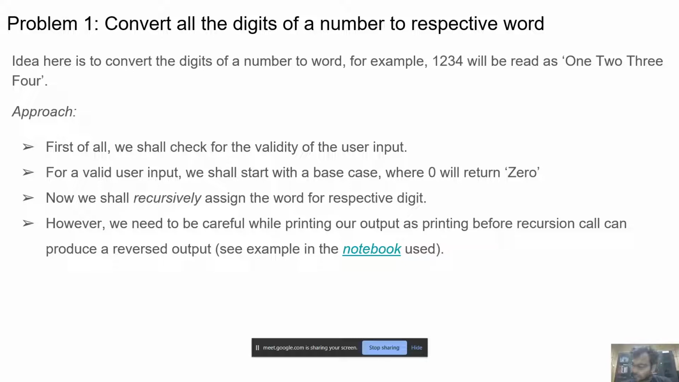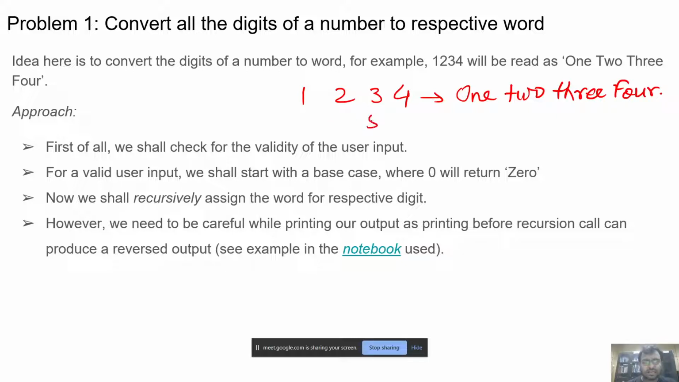So today, the first problem that we are going to choose is to convert all the digits of a number to respective words. Let us say I have a number 1, 2, 3, 4. So it's a whole number 1234. We want it to be converted as 1, 2, 3, 4, and so on. If I have any other number, maybe 56, it should return 5, 6.